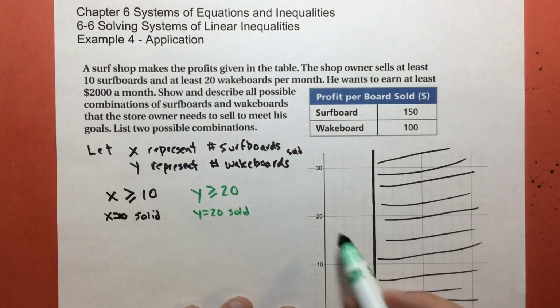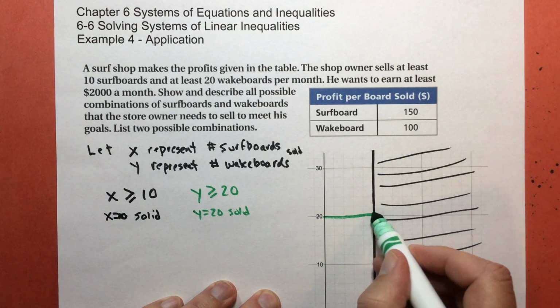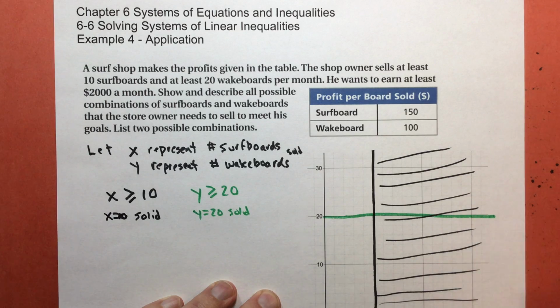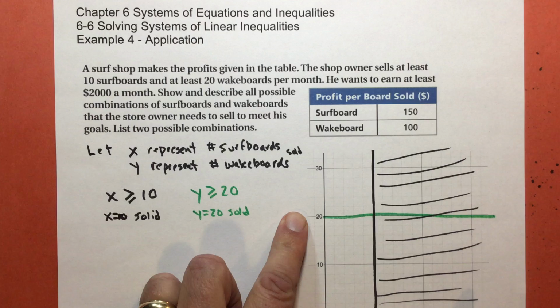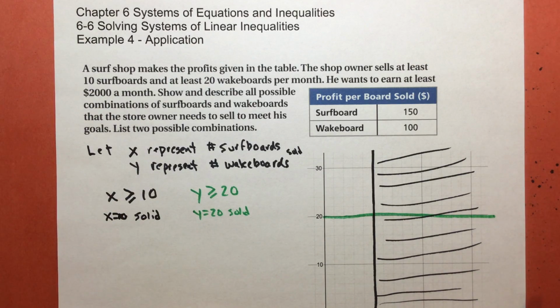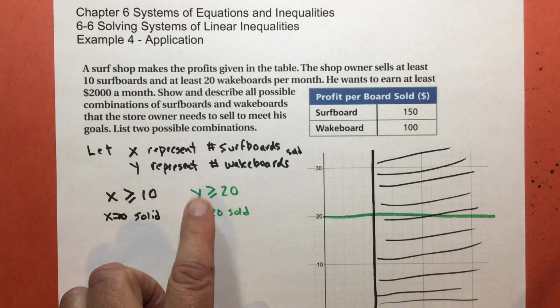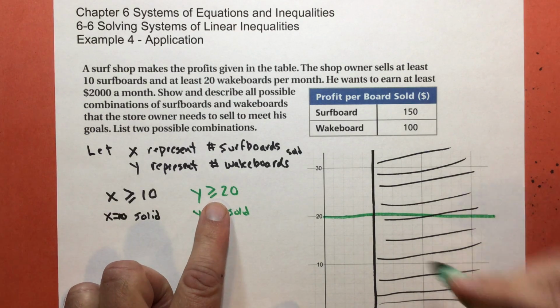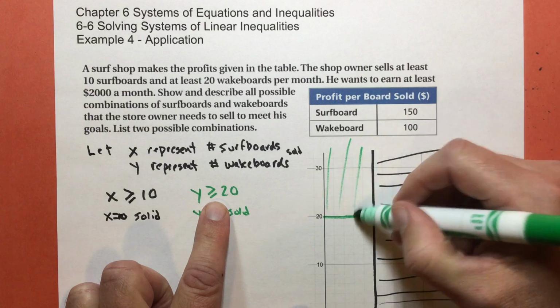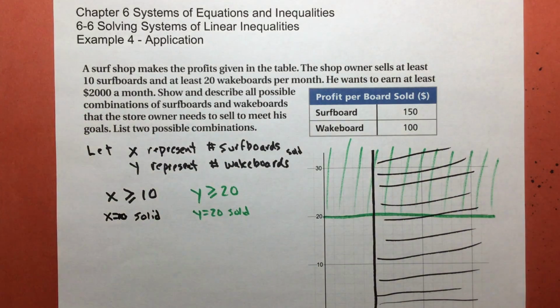So Y equals 20 is right here. That's a horizontal line, and solid goes right here. And notice I did not go below it or to the left of it. That's because I can't have negative number of surfboards. So I got to start where it's positive. This one going this way, this one going that way. I want this to be more than 20, so I'm going to shade it like this. All right, so far so good.